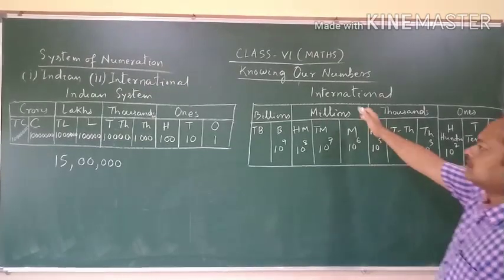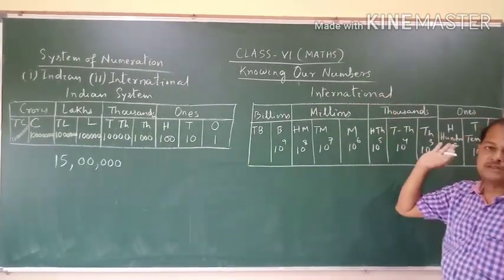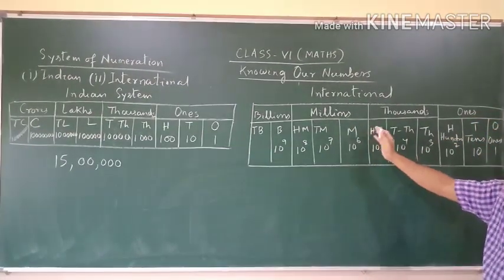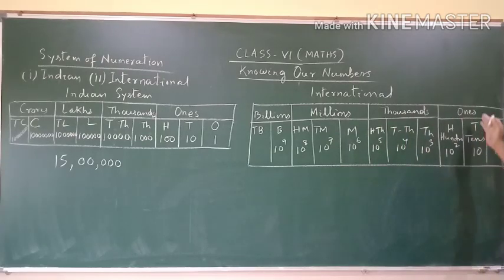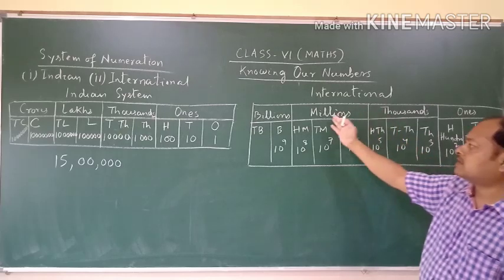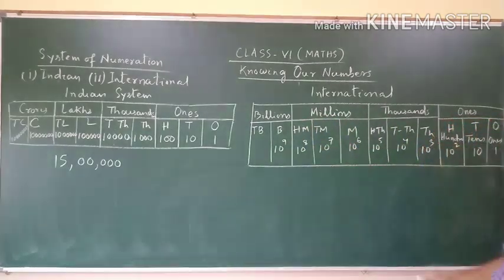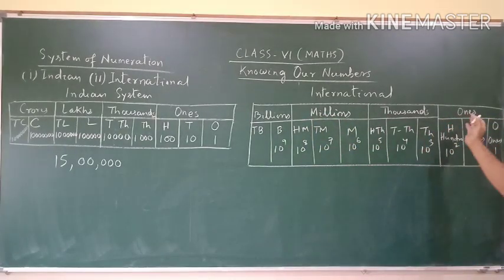Now let's see the international system of numeration. The international system of numeration can be divided into these periods: ones period, thousand period, millions period and billions period. So we can tell billion, million, thousand, ones. This is the higher order, this is the lower order. In the ones period, starting from 1, we can write 1, 10, 100; H represents 100, and TH represents 1000.